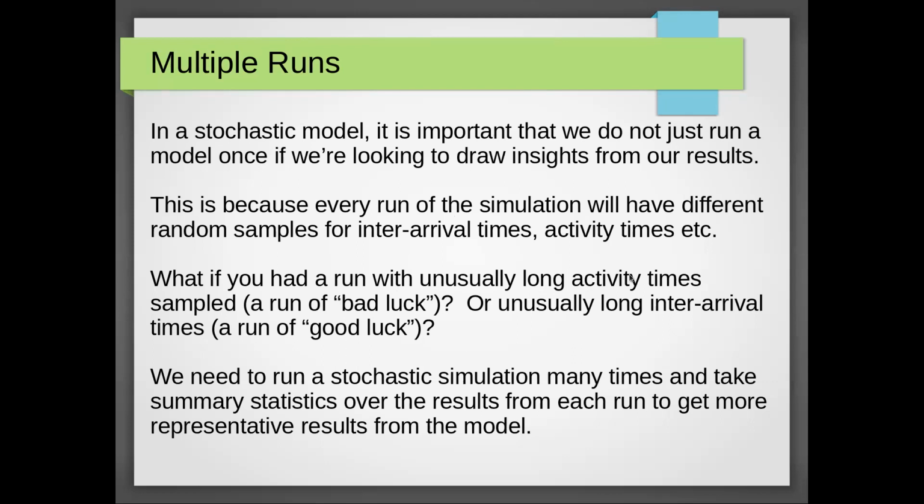Or you could have really long inter-arrival times, which would be a run of good luck if you're trying to minimize waits in your system, i.e. patients aren't arriving too frequently. So before we use this model to inform any decisions and pull out results, we need to run a stochastic model many times and take summary statistics over those results so that we get more representative results from the model. We're not just taking it from a single run, we're running this lots of times and seeing what tends to happen on average.